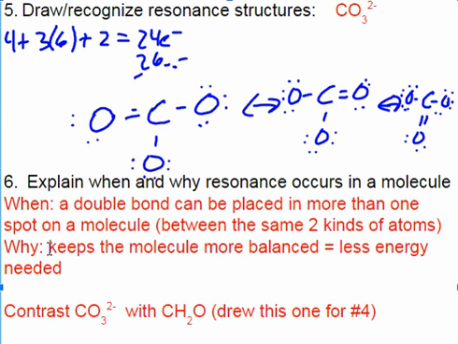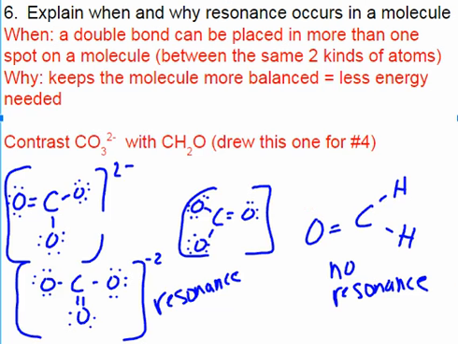So the last part for number 6 is I want to contrast our CO3 minus 2 with CH2O that we drew back for number 4. So I'm going to pause and put both structures here. Okay, so the reason I wanted to look at both structures from objective 4 and 5 is, do you see why CO3 has resonance versus CH2O does not have resonance?